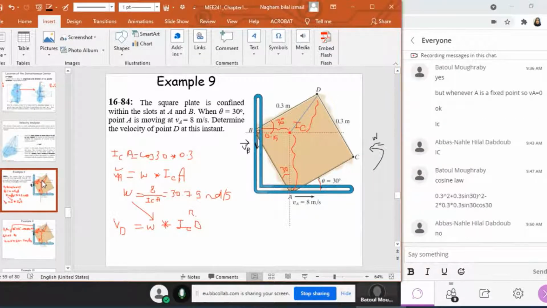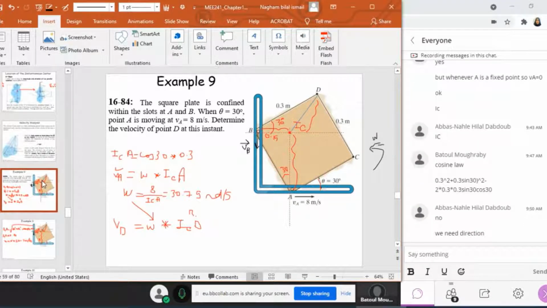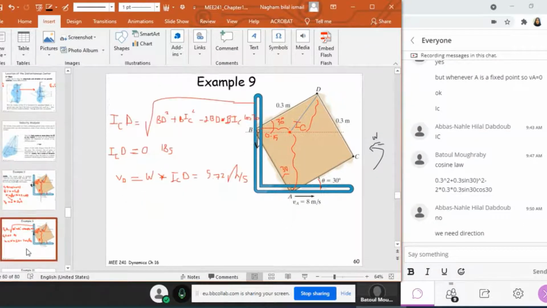The question is to determine the velocity of point B, of point D. So what should I do, Abbas? I need the direction. Perfect. So this is only the magnitude. Now, if I applied the equation of relative velocity, I can find the direction of VD directly, right? Because I know VD in I and J. Now here, since I am using IC, I have to find the direction after finding the magnitude of VD.